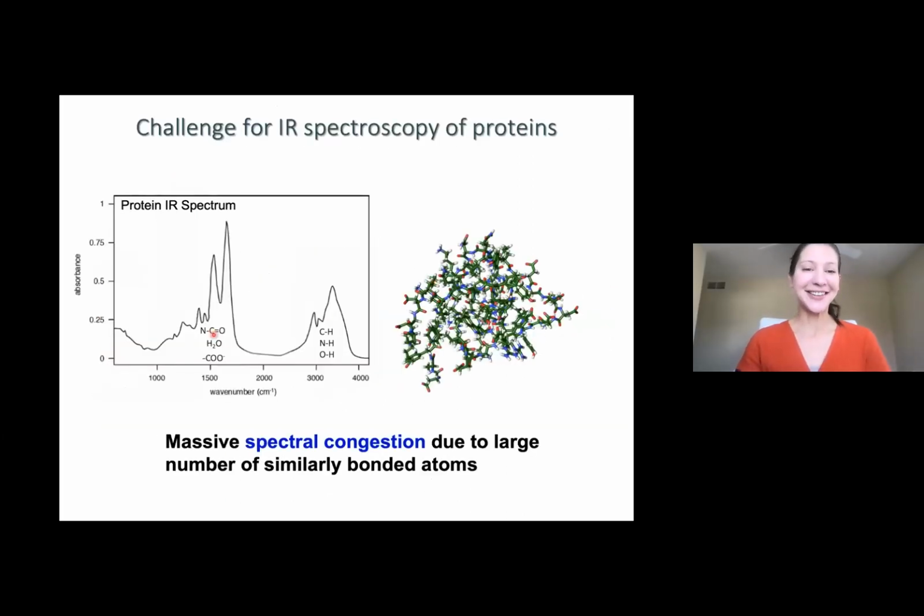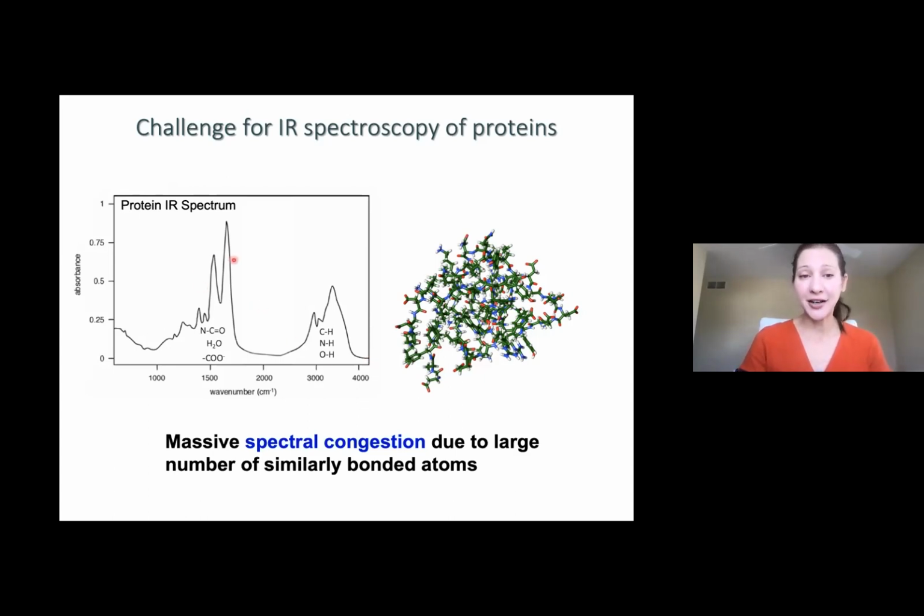Of course, like this group knows, if you take an IR spectrum of a protein, it's highly congested. So although you can in principle get bond-specific resolution, in practice, it's not that easy because there are so many overlapping absorptions, you can't see the absorption due to a single bond.